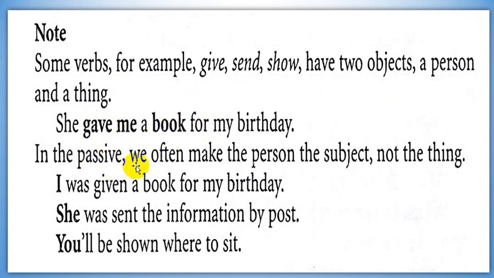In the passive, we often make the person the subject, not the thing. عادة نخلي ال subject مع ال passive voice sentence هي ال person أو المفعول به الأول. I was given a book for my birthday. Okay? She was sent the information by post. You will be shown where to sit.